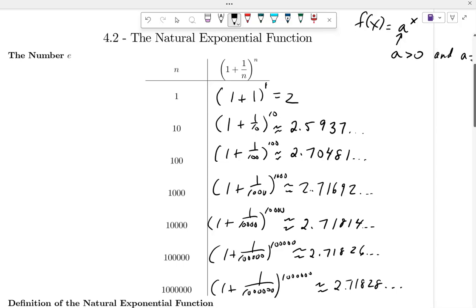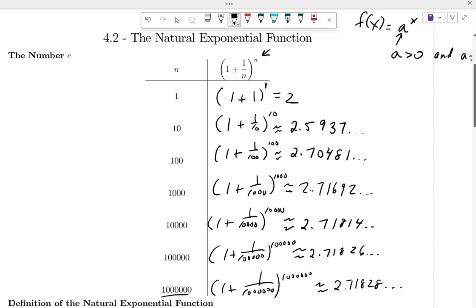So hopefully you got numbers close to what I've got on here. Notice that even though what we're plugging in for n is getting really, really big, and we're putting in numbers that are getting really, really big for our exponent, are the answers getting really, really big? No. Okay.